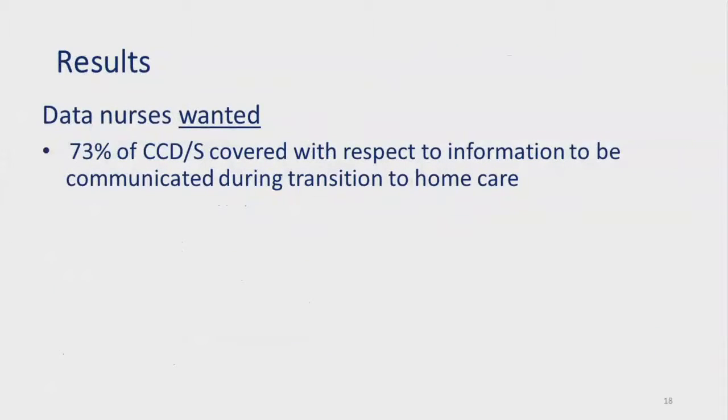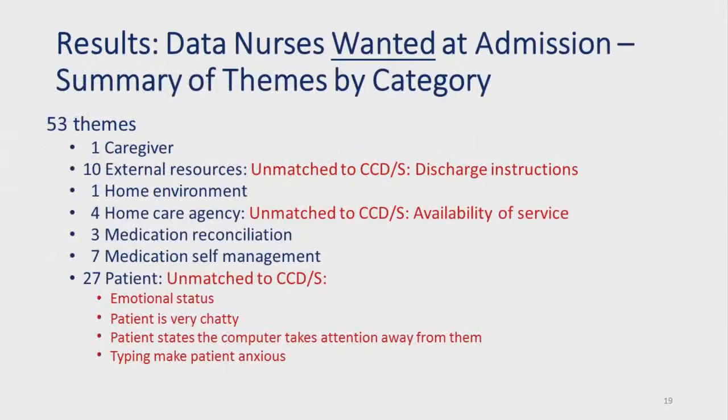So our results. In terms of the data the nurses wanted, almost 3/4 of the codes in the CCDS were covered with respect to information to be communicated to the transition to home care. So the CCDS had about 3/4 of the information the nurses said they wanted. We found 53 themes, and what's in red is what's not matched to the CCDS.